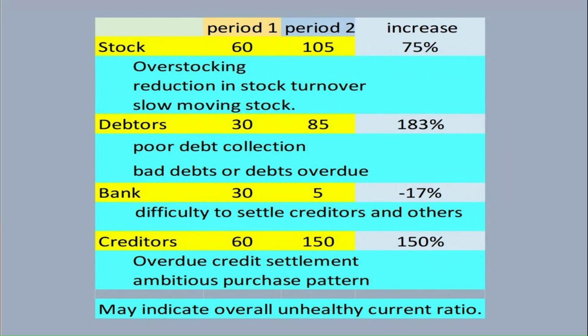Creditors have increased from 60 to 150, that is an increase of 150%. May indicate overdue credit settlement. Ambitious purchase pattern. May indicate overall unhealthy current ratio.